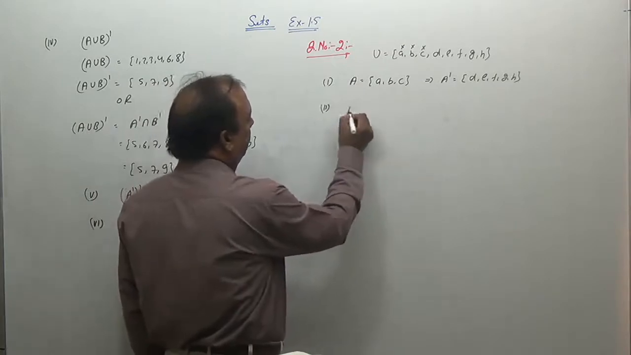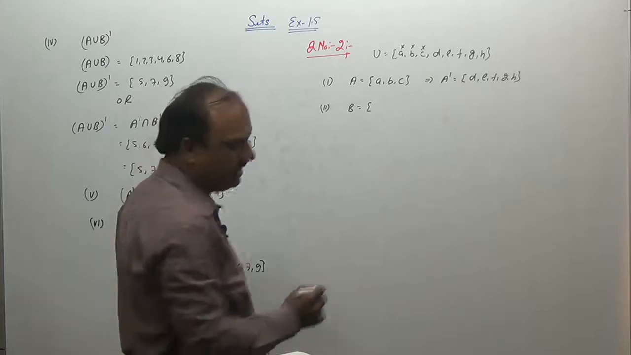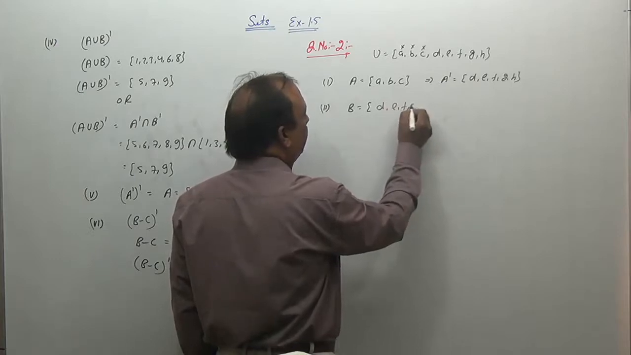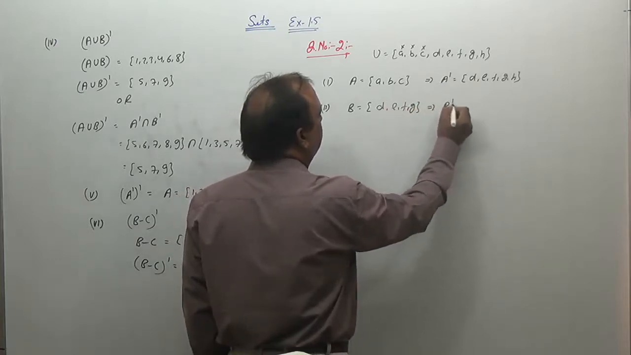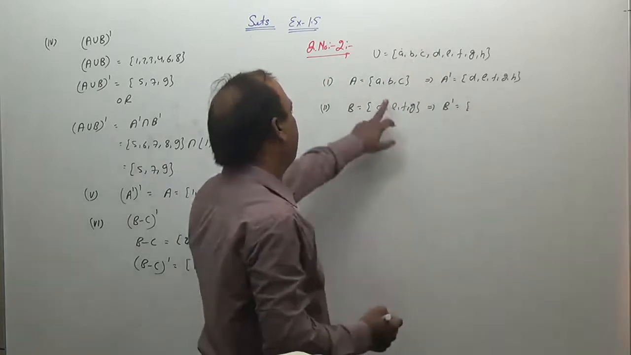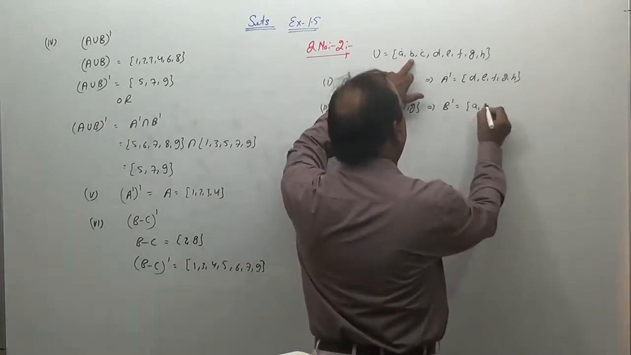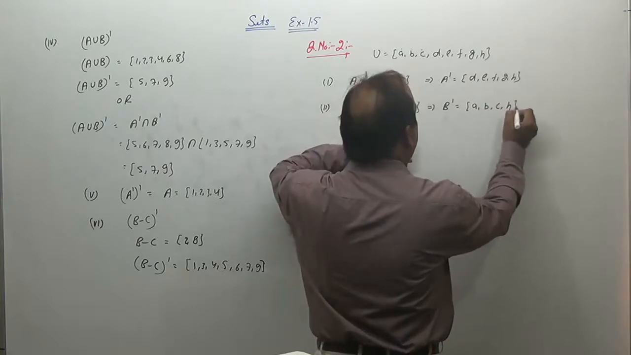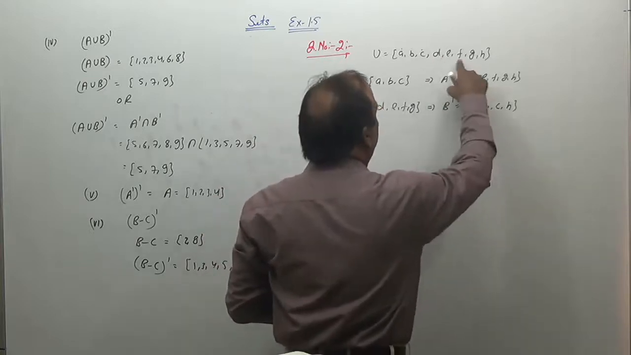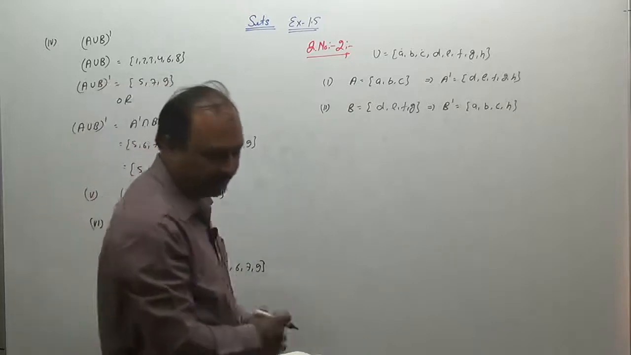Second one: there is a set B, which is the set D, E, F, G. So find the B complement. B complement is the set which contains the elements of the universal set except D, E, F, G. So the remaining elements are A, B, C and H. This is the complement of set B.